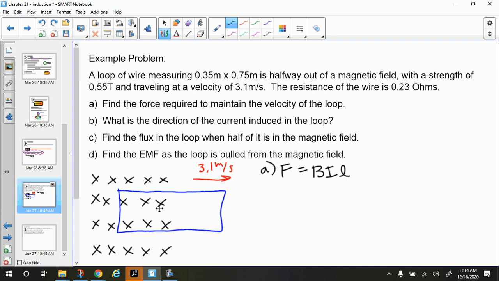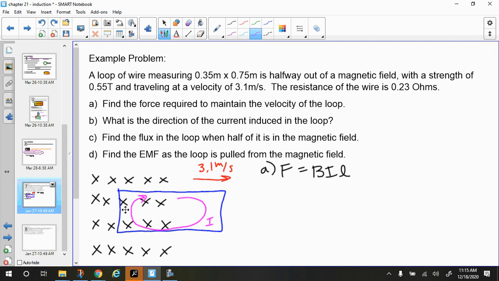So if it's down and decreasing, the induced magnetic field also needs to be down. So if you point your thumb down, or into the screen, and curl your fingers, you should see that the current curls in the clockwise direction. So the current is going to go in this direction. This is the induced current.